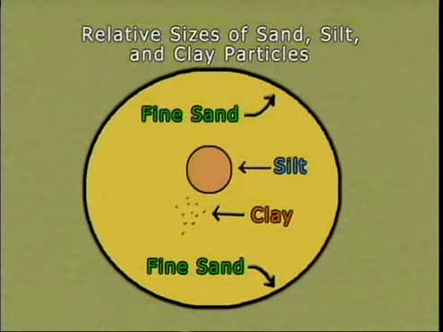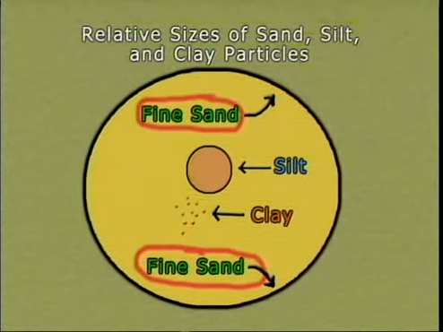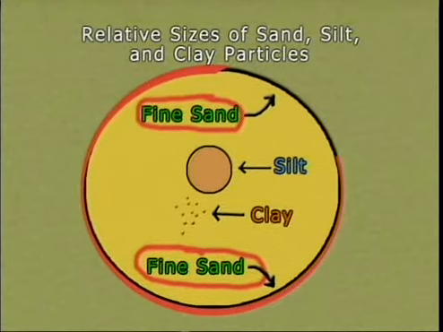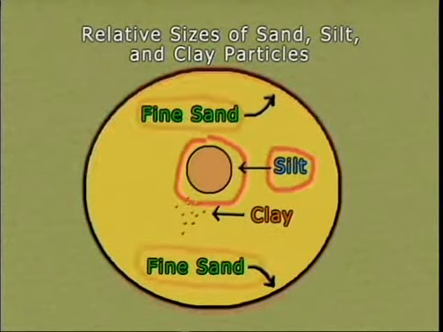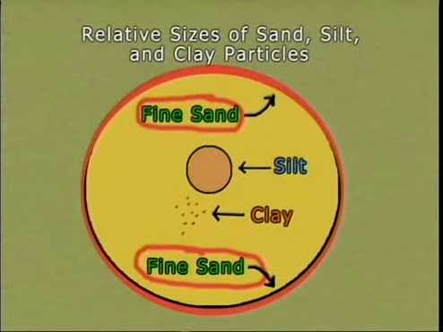And if we were to look at a sand-sized particle, one that is in the fine sand or the lower end of the category, it would be represented by a sphere the size of the one that I'm tracing now on the handout. Well, this is a comparison between clay, silt, and fine sand-sized particles.